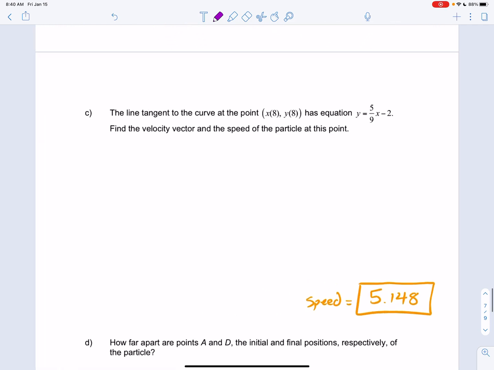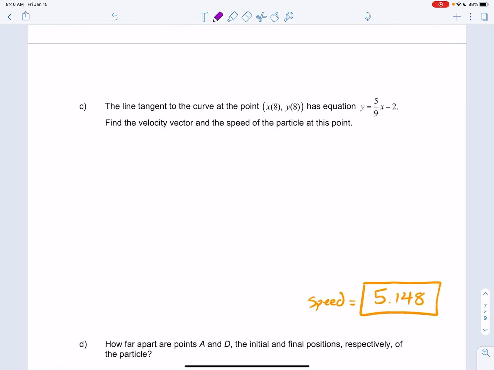Okay, here we go. Part C: the line tangent to the curve at x of 8, y of 8 has the equation 5/9 x minus 2. So we have a tangent line, and there's the equation. Find the velocity vector and the speed of the particle at this point. Look back on that page of equations if you need to, but the velocity vector is basically the derivative of x and the derivative of y, specifically at t equals 8.